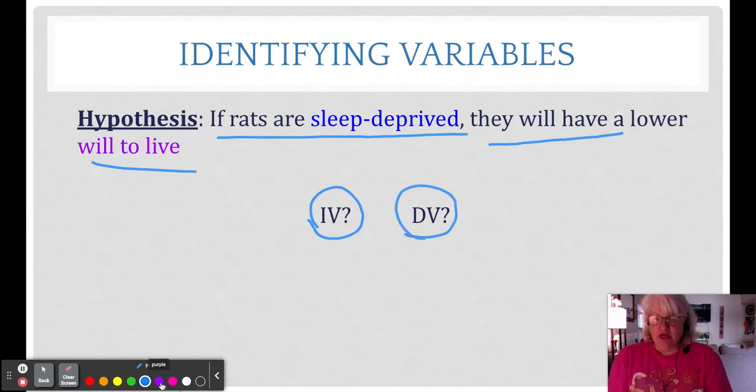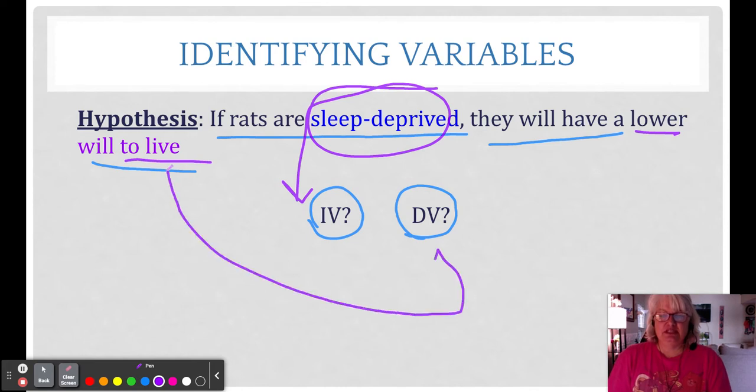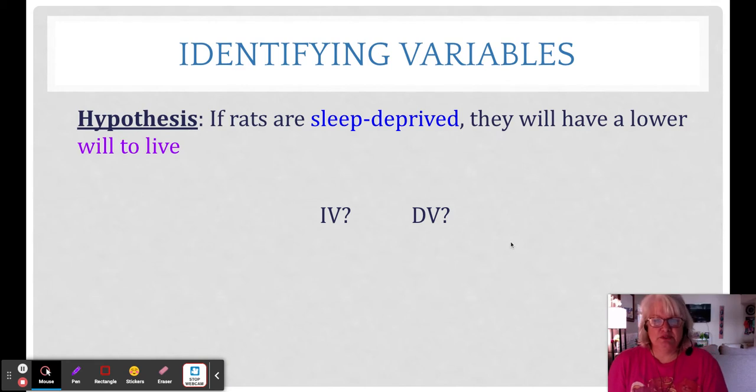Okay, so the independent variable is how much sleep they're getting, right? Because you as a scientist are going to change the amount of sleep that those rats get. Lower will to live is going to be the dependent variable because that's what you're going to measure. We'll talk in just a bit about how you measure that, because that's kind of a weird thing to measure in a rat, but we will talk about that.